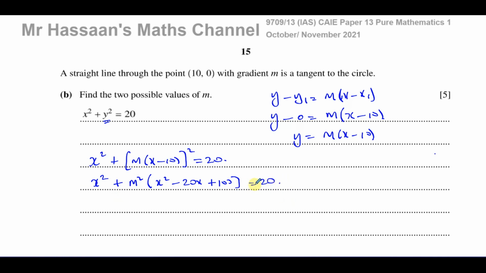So now I'm going to try to simplify this and make an equation like we did before, but this equation is going to have m's and x's in it as well. So you have x squared plus, and this gives you m squared times x squared. Then you're going to have minus 20 m squared x. And you're going to have plus 100 m squared equals 20.